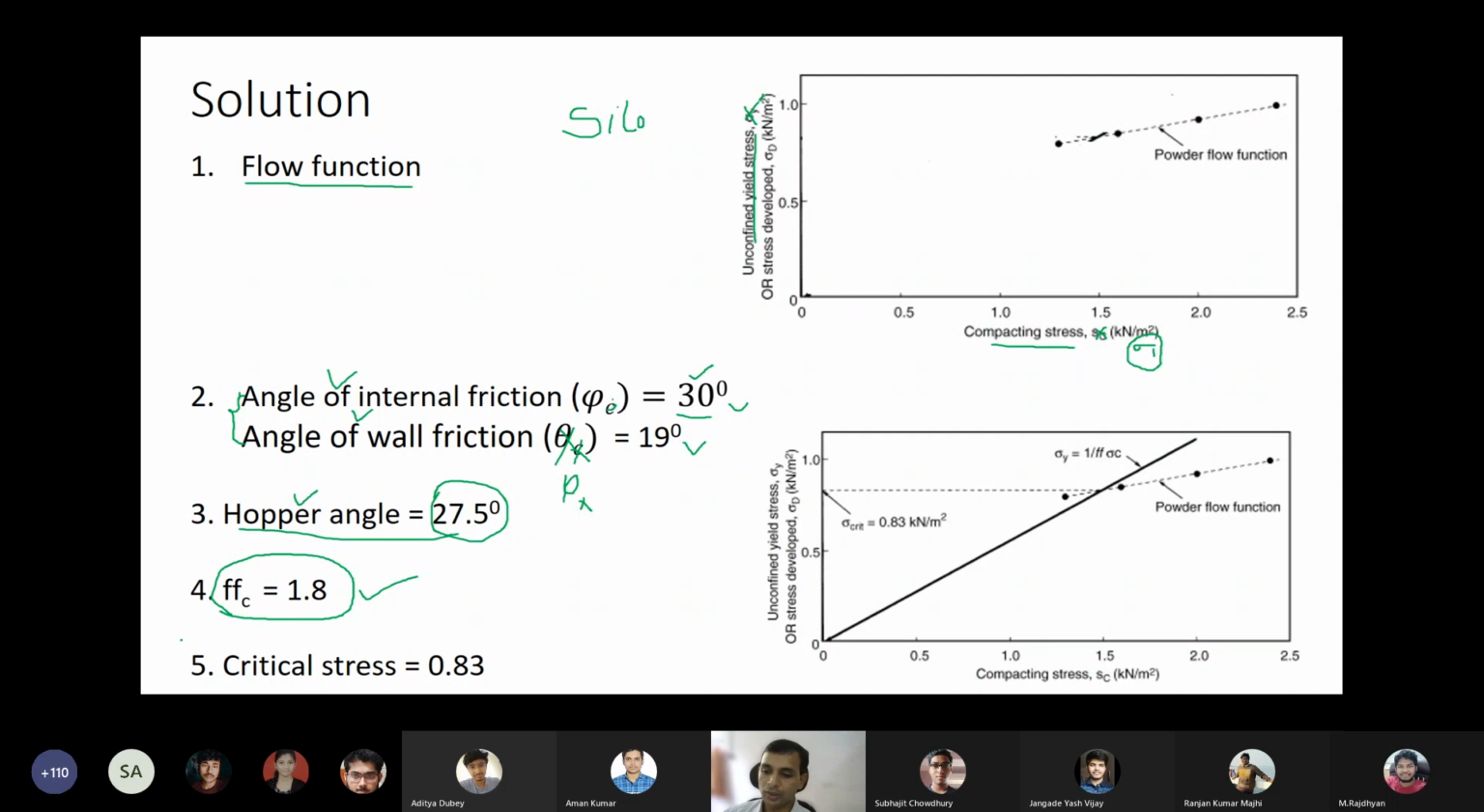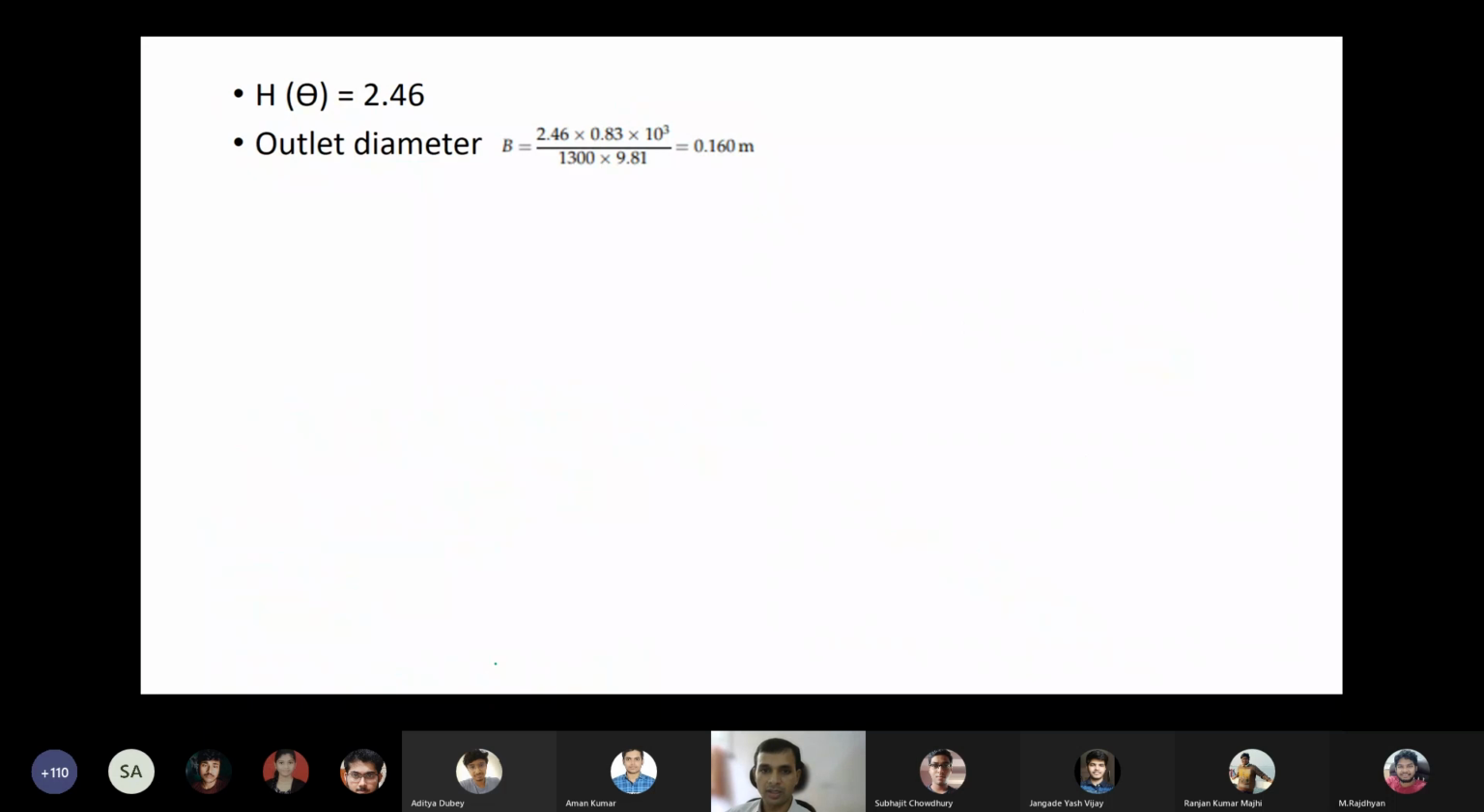So once you know the FFC value, we draw a line from the origin with a slope of 1 over FFC. That basically touches here. This is the powder flow function, and this is the line to intersect, and this is the critical stress, sigma critical, which is 0.83. So critical stress is 0.83 kilonewton per meter square. I forgot to write the units, sorry. So I found out the Hopper angle, FFC, and the critical stress.